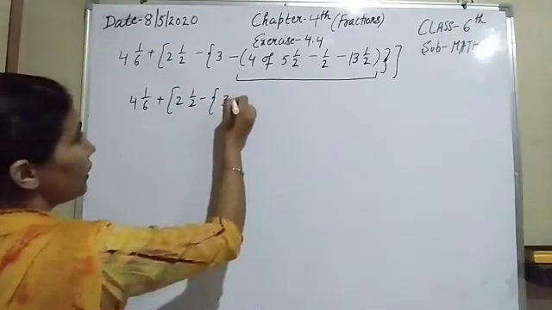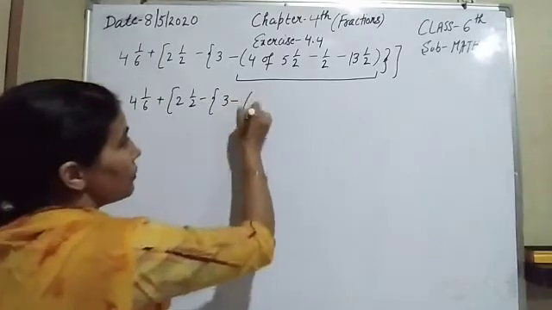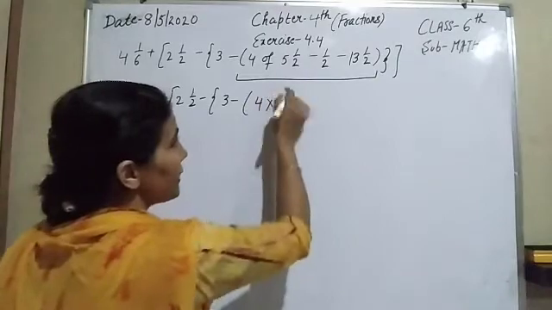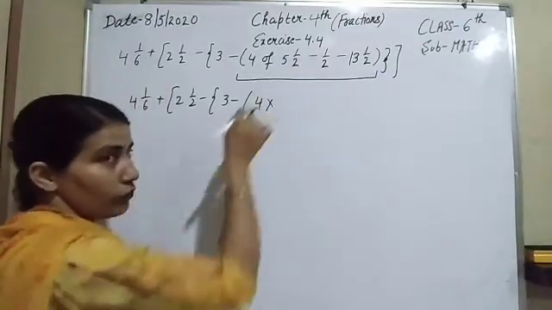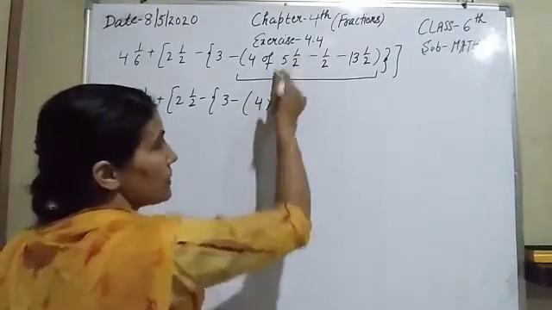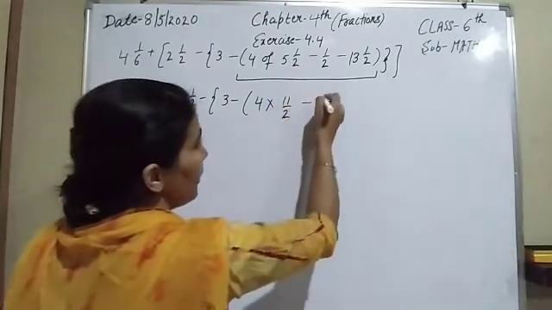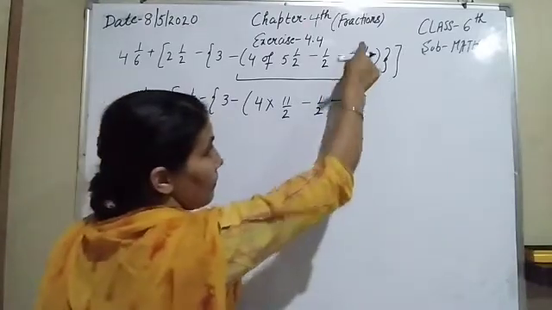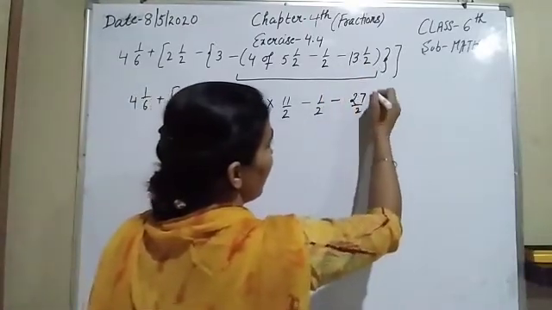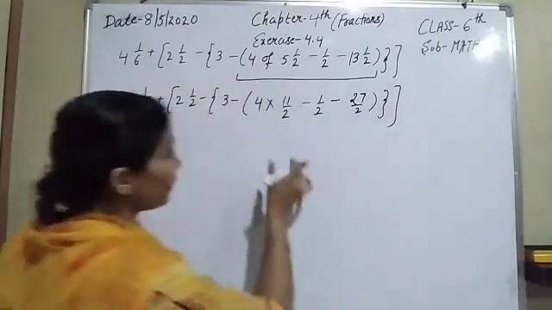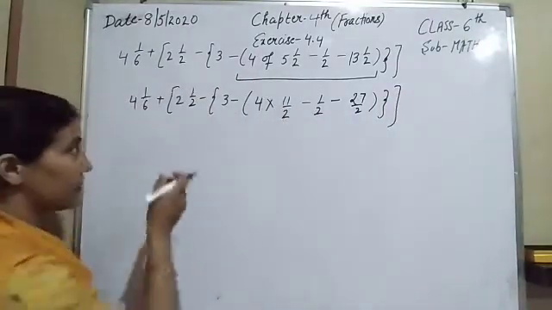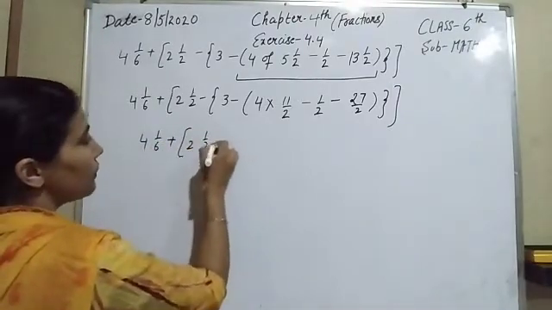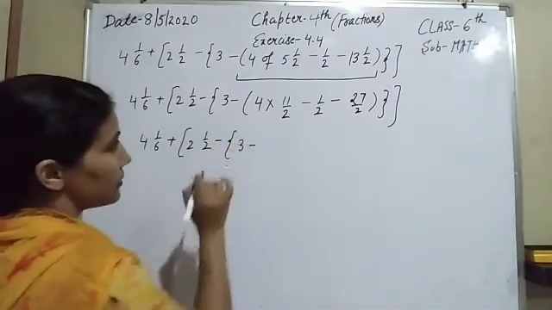minus 3 minus. Now look at here, 4, the symbol of can be changed into multiplication. Here is mixed fraction, so we have to convert into improper fraction form. 2 5s are 10 plus 1, that is 11 by 2. Here is minus 1 by 2. Again we have to change this. 13 2s are 26 plus 1, that is 27 by 2. Now we have to solve in this open bracket firstly. So all others will remain same. 2 into 1 by 2. Here is 3 minus. Now look at here.